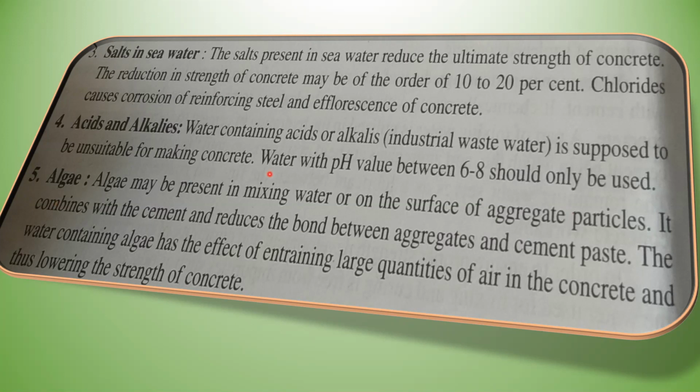Algae usually happens when you store the coarse aggregate for a very long duration, let us say 3 or 4 months, and after that you try to make use of it, then there are chances that your coarse aggregate may have algae on it, right? So it combines with the cement and reduces the bond between the aggregate and the cement paste. Water containing algae has the effect of entraining large quantities of air in the concrete, thus lowering the strength of the concrete. So these are certain effects you are going to find if you have algae, acids, salts in the sea water and all.